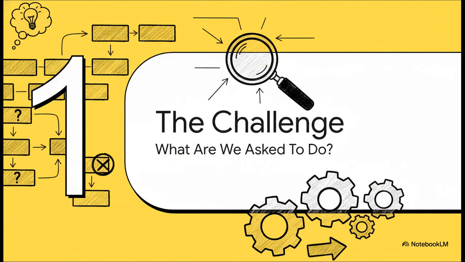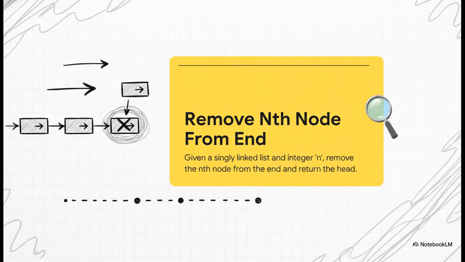Okay, first things first. Let's break down exactly what the problem is asking us to do. No ambiguity, just a clear goal. So here's the official problem statement. We're given a singly linked list, that data structure where each little piece, each node, only points forward to the next one in the chain. We're also given a number. Let's call it n. Our job? Find the nth node from the end of that list and just snip it out.